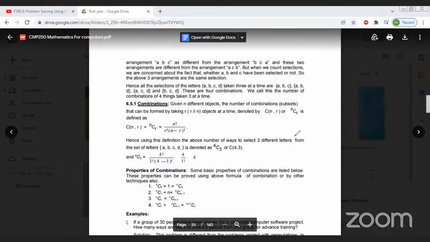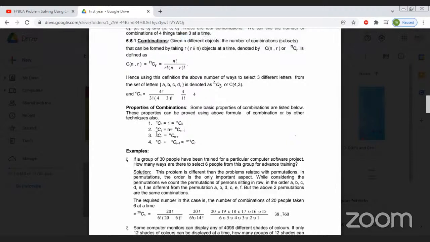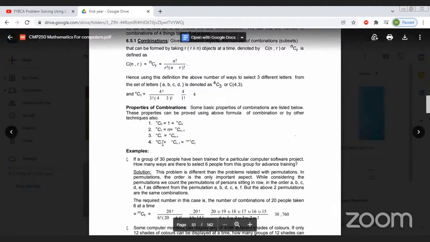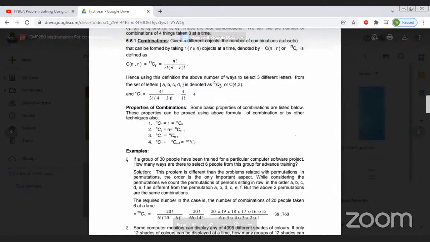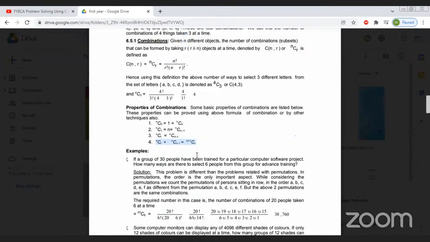Now let's talk about combination properties. What are those? nC0 is 1, nCn is also 1, nC1 equals n, nC(n-1) is also n, nCr and nC(n-r) are also equal. And don't forget about this formula, that is nCr plus nC(r-1) equals (n+1)Cr.